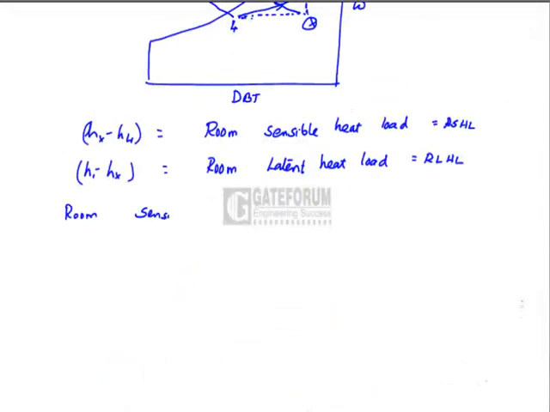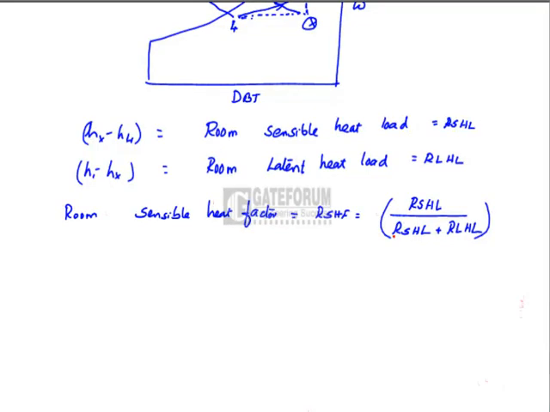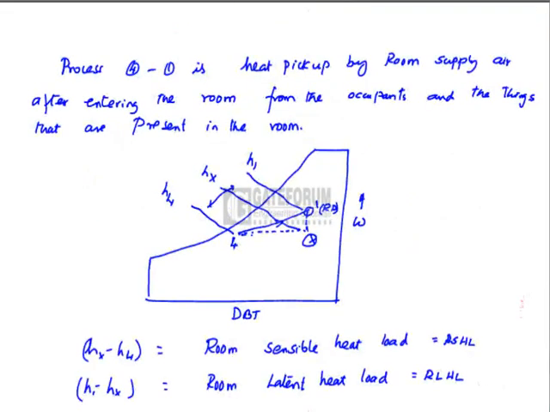Room sensible heat factor is equal to room sensible heat load divided by room sensible heat load plus room latent heat load. This is RSH, this is RLH. W is kg of water vapor per kg of dry air.